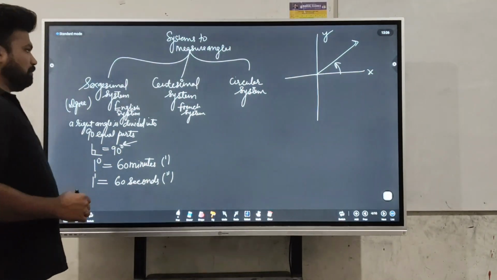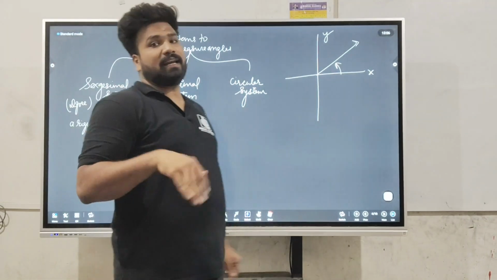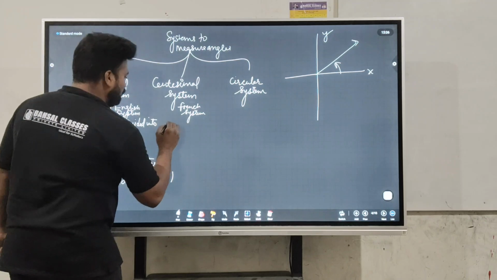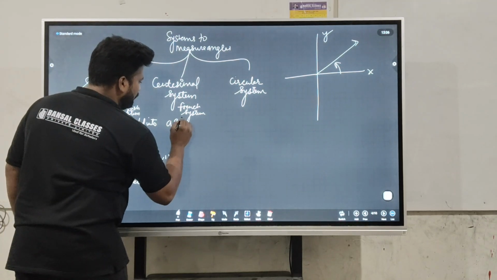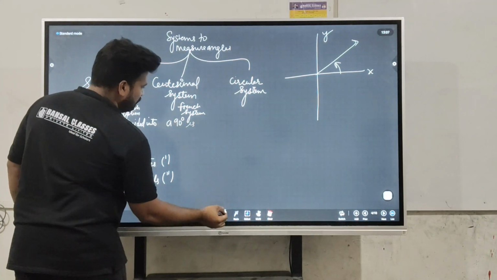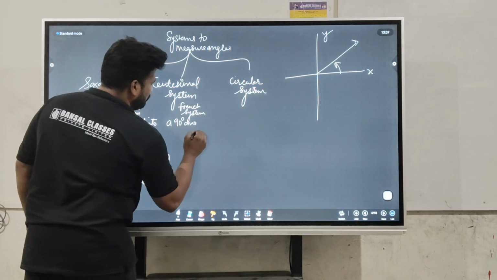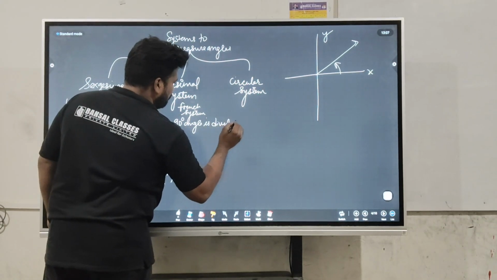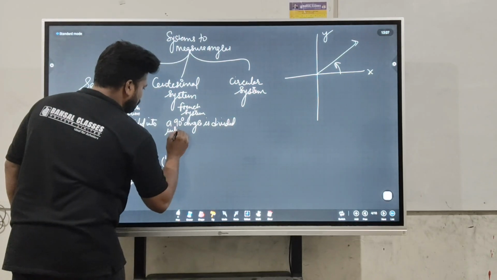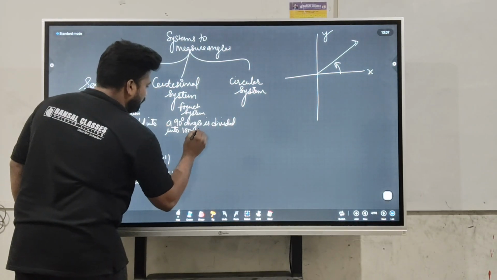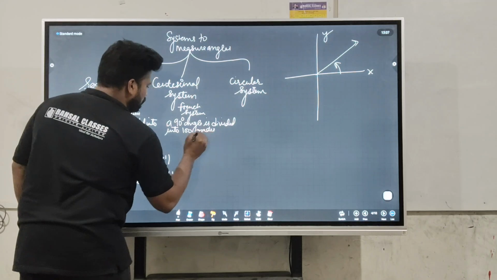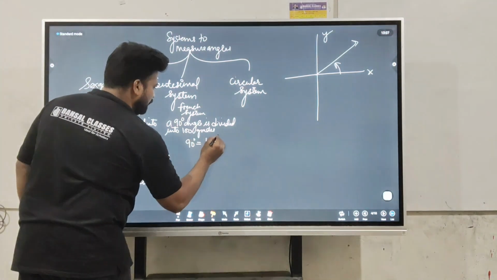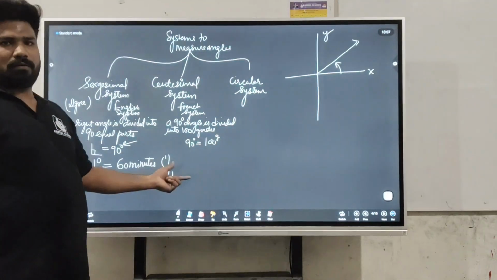In the centesimal system, we divide a right angle, a 90-degree angle, into 100 grades. So 90 degrees is equal to 100 grades. This is the notation for grade.